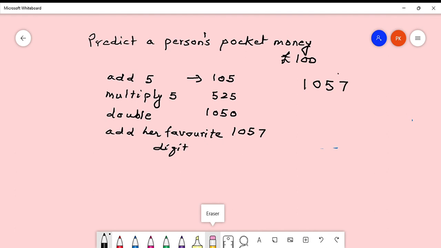So you'll just neglect the units place. Whatever the remaining part, you will subtract just 5 from it and ask her whether she has 100 pounds in her pocket. So this is how you can do some magic with mathematics in parties and all.